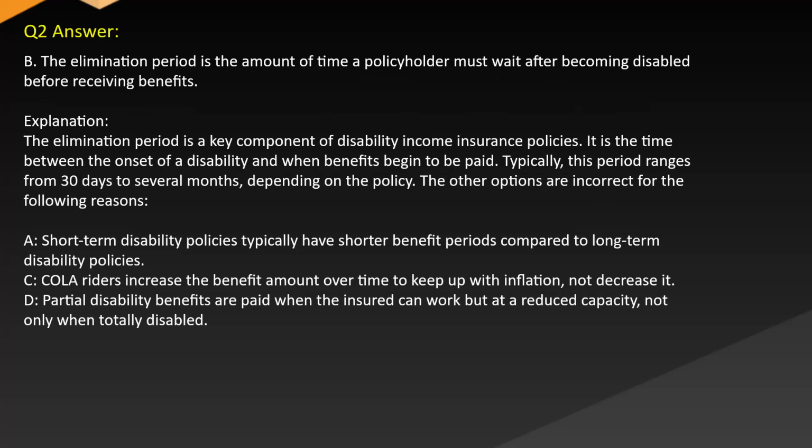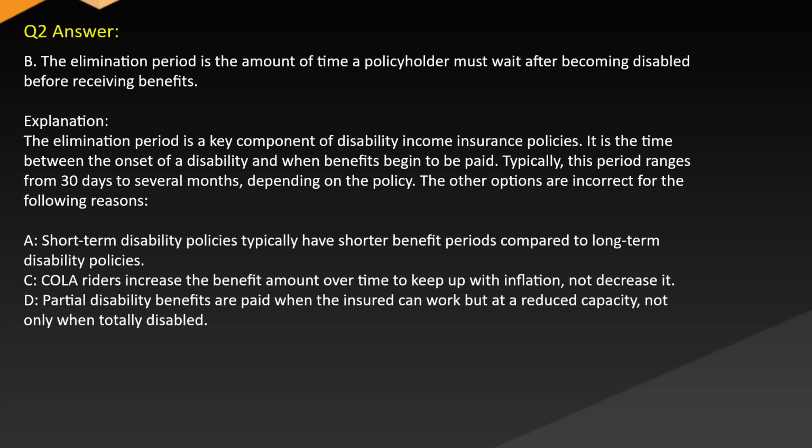Answer: B. The elimination period is the amount of time a policyholder must wait after becoming disabled before receiving benefits. Explanation: the elimination period is a key component of disability income insurance policies. It is the time between the onset of a disability and when benefits begin to be paid. Typically, this period ranges from 30 days to several months, depending on the policy.